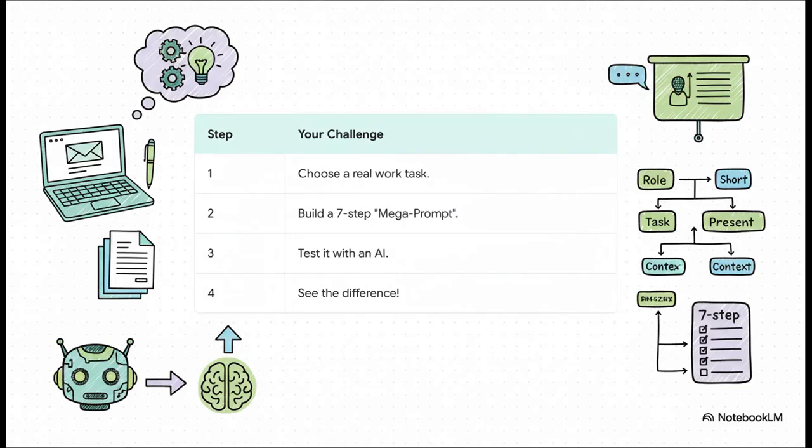So here's your challenge. I want you to think of a real task, something you need to get done for your work this week. Maybe it's drafting an email, creating a worksheet, or outlining a short presentation. Use this 7-step framework, role, task, context, all of it, to build your own mega prompt. Go on, try it right now. You're not just learning a new skill, you're building your very own superpowered assistant.